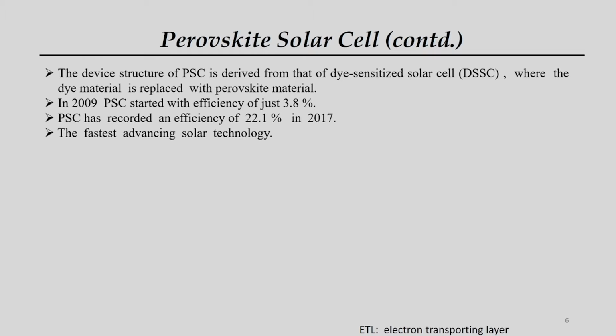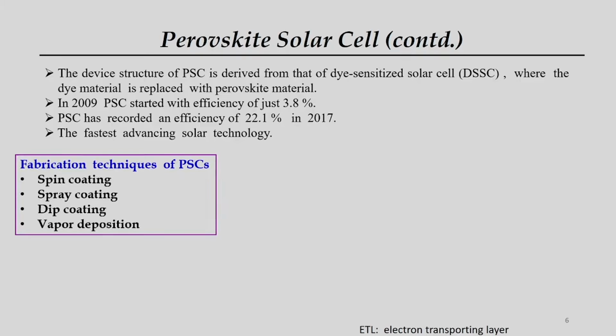In 2009, PSC started with an efficiency of just 3.8%. This PSC has recorded an efficiency of 22.1% in 2017. You see how fast it attains a very high conversion efficiency. That is why this PSC is one of the fastest advancing solar technologies.